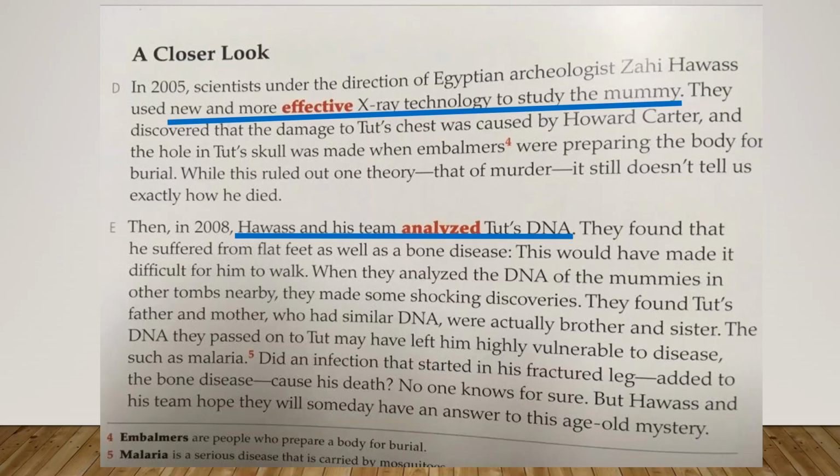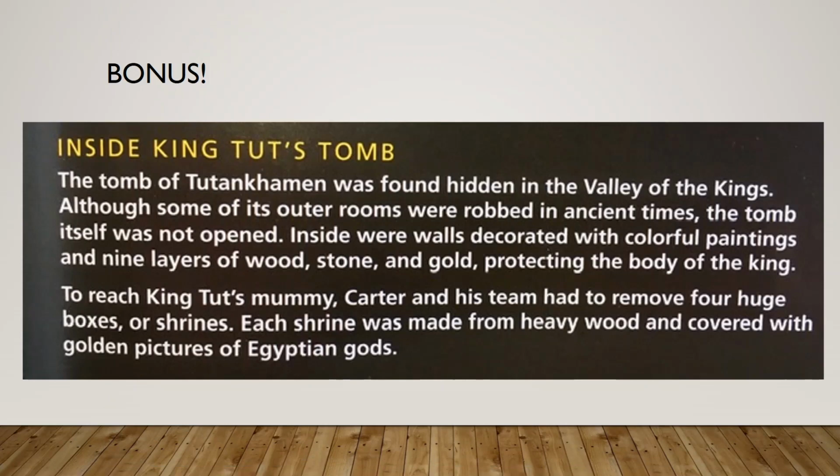There's still one left. E. Where is E? Aha! There's a bonus text. It's on this page. Which page is that? Page 41. You'll see this. And it says, its outer rooms were robbed in ancient times. So that's E.